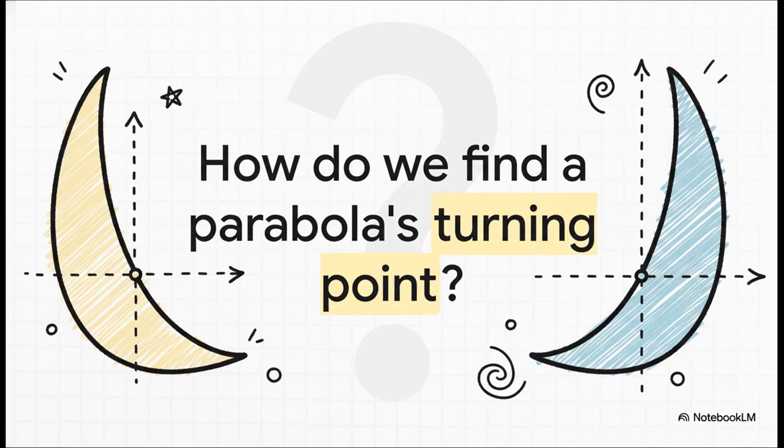So, you know that U shape you always see in math class? It either opens up, making a little valley, or it opens down, creating a peak. Well, that one single turning point is what we are hunting for. But how do you find its exact coordinates? That's the big question we're here to answer.